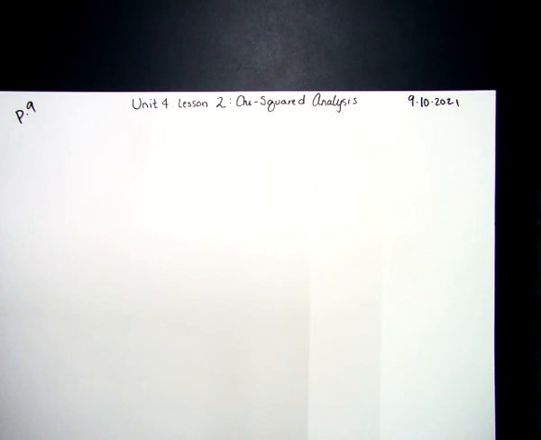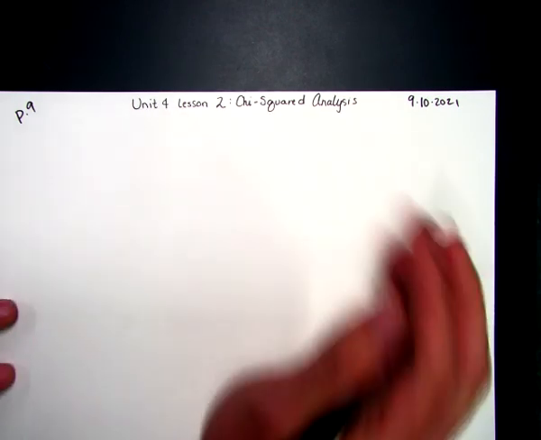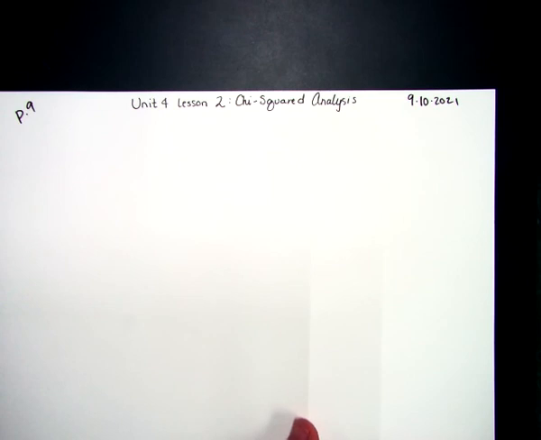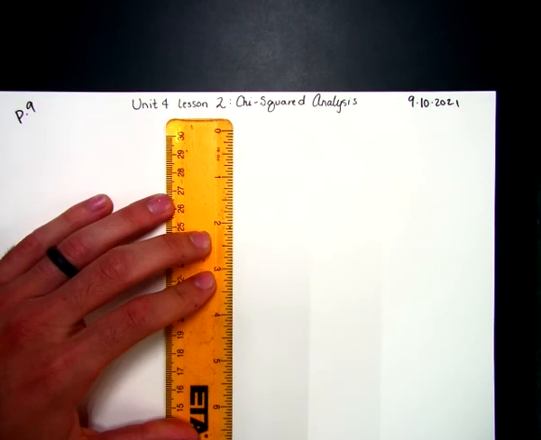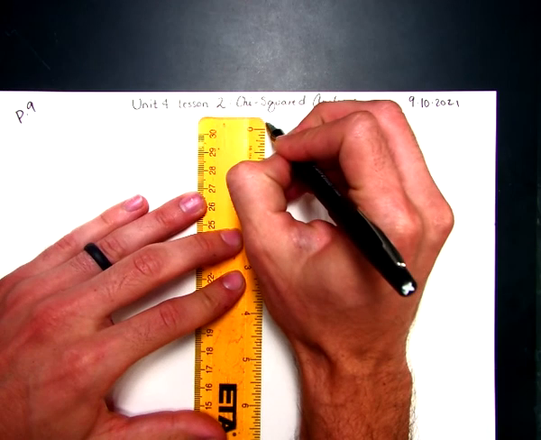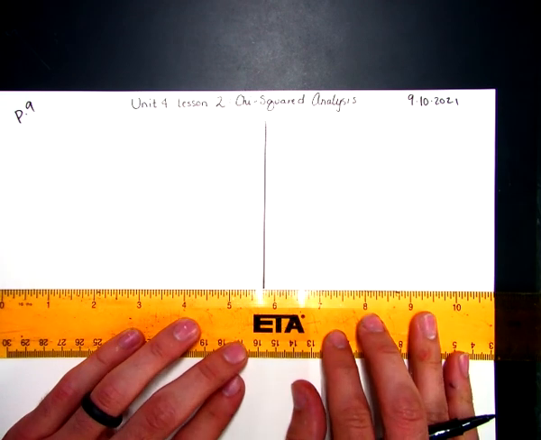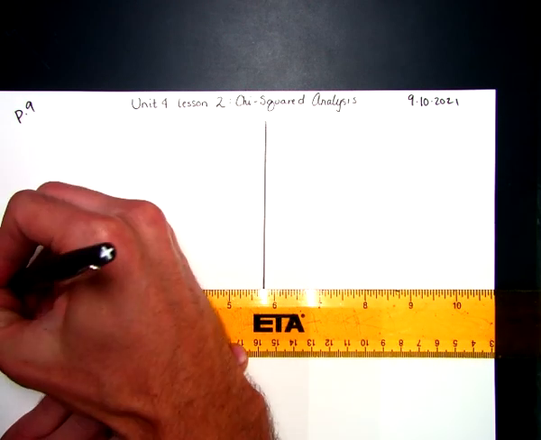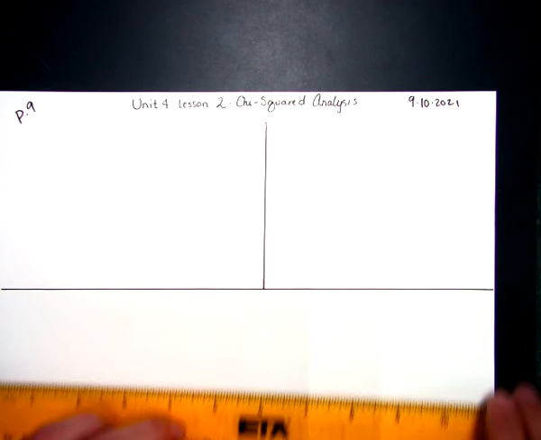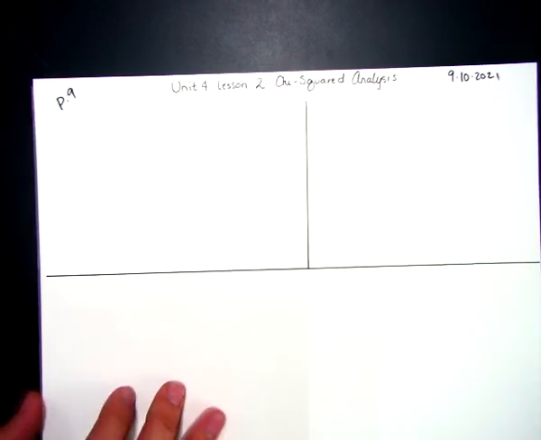All right. So, let's talk about chi-squared analysis. What I want to do is similar to what I did with chromatography. I want to talk about purpose, and then I'm going to talk about process, and then we'll do some practice. Okay? So let's split this up into thirds. All right. Let's start with purpose.